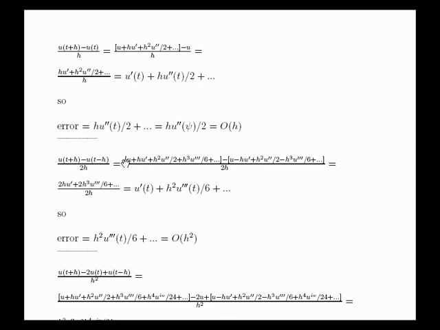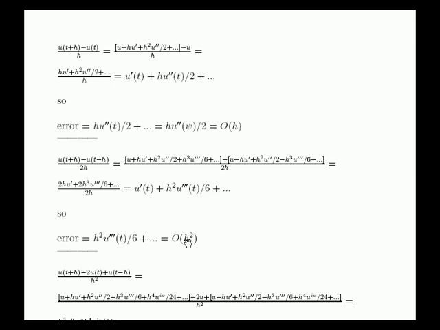We subtract them. The u's cancel. In fact, all the even terms cancel. The odd terms add, because hu prime plus hu prime, we get 2hu prime. And we get h cubed u triple prime over 6 plus another one, so we got 2h cubed u triple prime over 6, all divided by 2h. Cancel the 2h, we get u prime, and now put the t back in, plus h squared u triple prime over 6. So this is the error, and now it's order h squared, which is a lot more accurate.